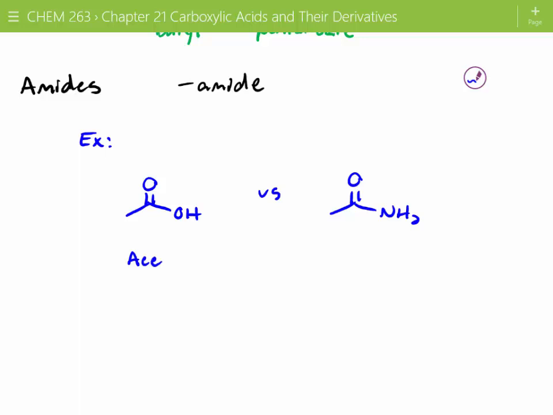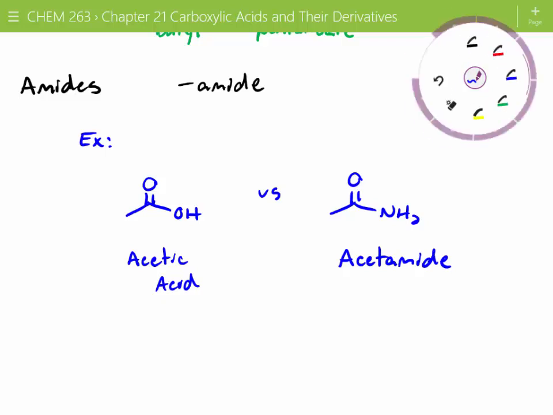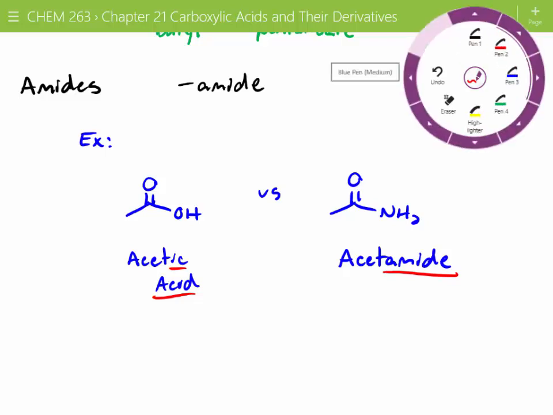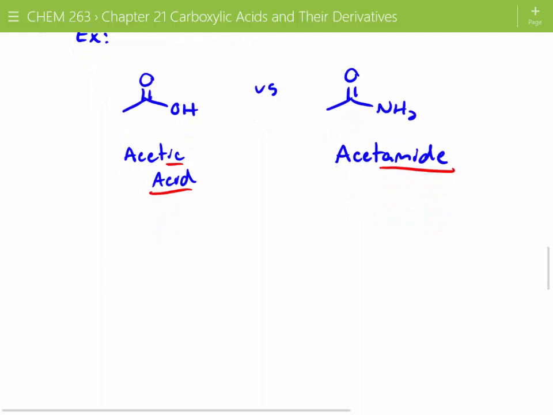So we've got acetic acid. What do you guys think the amide is going to be called? Acetamide. Acetamide or acetamide, however you want to pronounce it. The key is that, again, we're going to be replacing the ic acid with the amide. And it becomes one word now. So let's do another example. This one gets a little bit tricky.